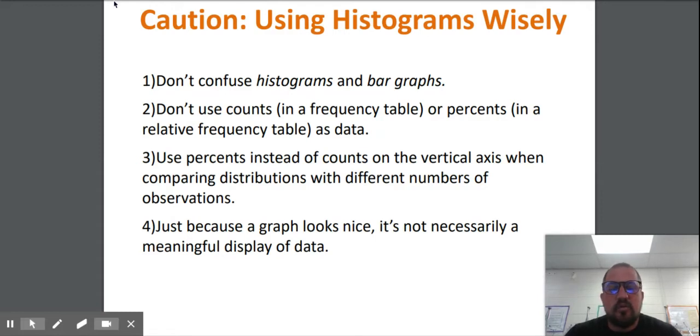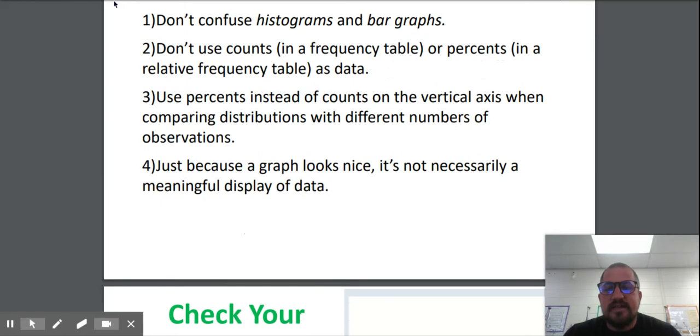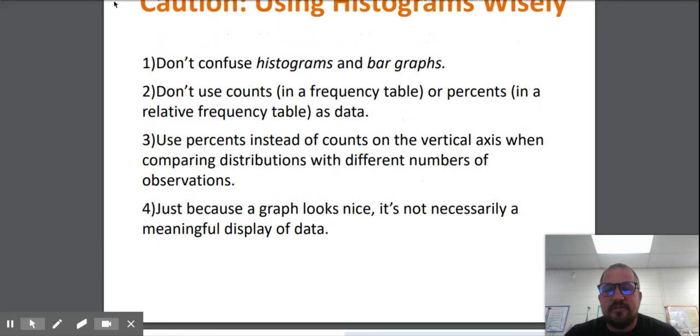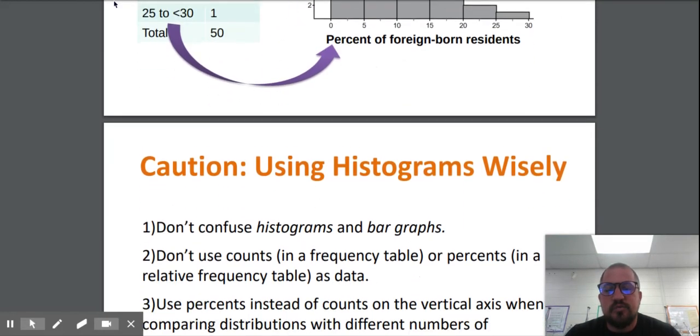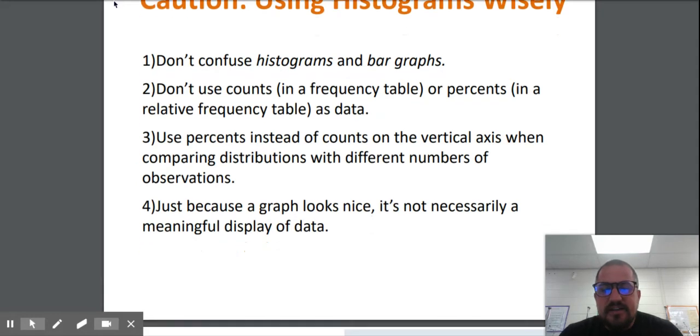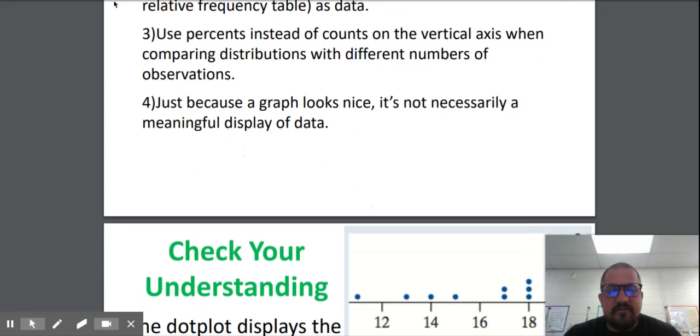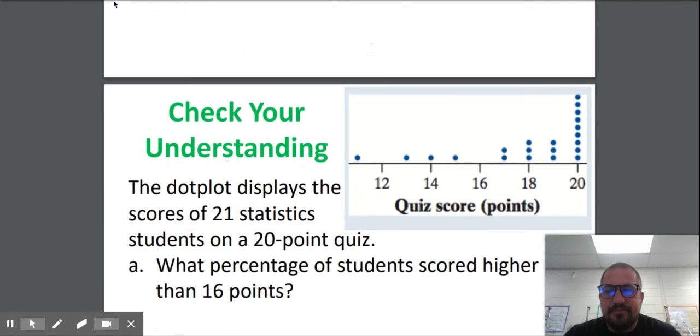So again, you don't want to just have the table and not have the histogram. And a lot of times on the vertical axis, if you're comparing two distributions, you want to use the percent, because they each might have a different total number. And just because a graph looks nice, it's not necessarily meaningful. So you want to make sure that your graph is accurate.